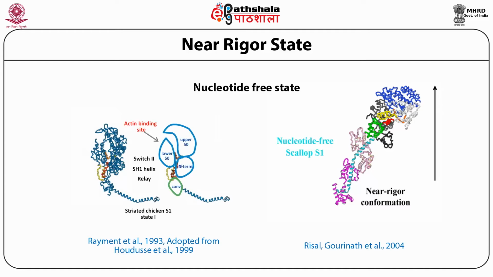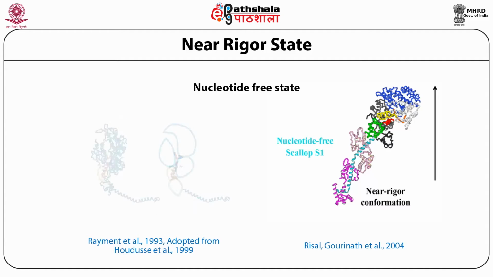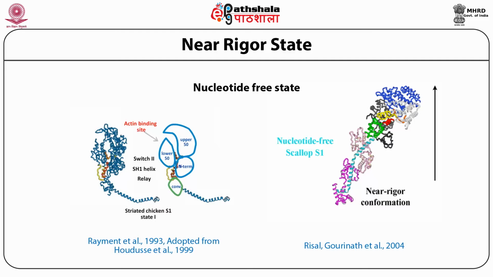And later, the near-rigor conformation structure was reported from the scallop S1. The scallop S1 was considered more functional compared to the chicken skeletal S1. You can clearly see the myosin head could be divided into 4 subdomains: the upper 50 kilodalton domain, lower 50 kilodalton domain, N-terminal domain, and converter. And there is a long helix region which is bound to 2 light chains, that's called a regulatory domain.